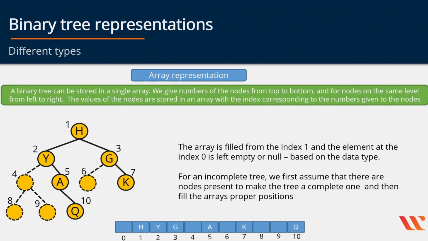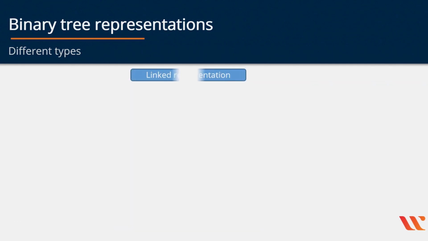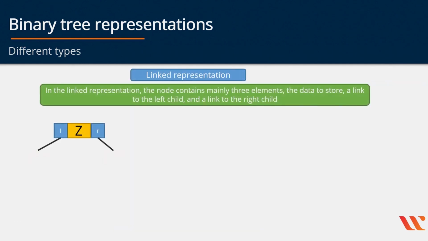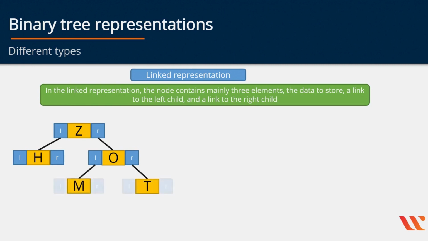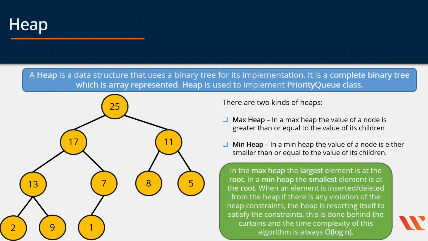Now I promised I will not explain deeply the linked implementation, but here is how it would look like. In the linked representation, the nodes contain mainly three elements: the data to store, a link to the left child, and a link to the right child. That's it. So they are using pointers, just like a regular linked list, which I've explained already.